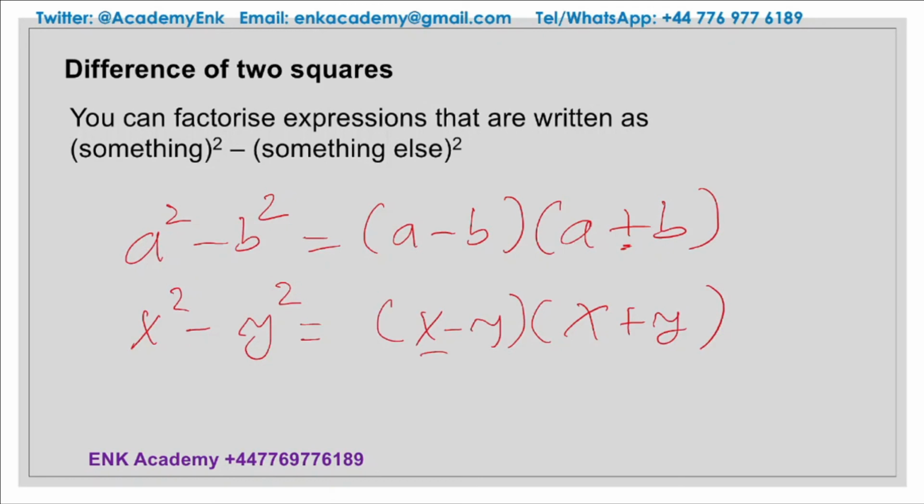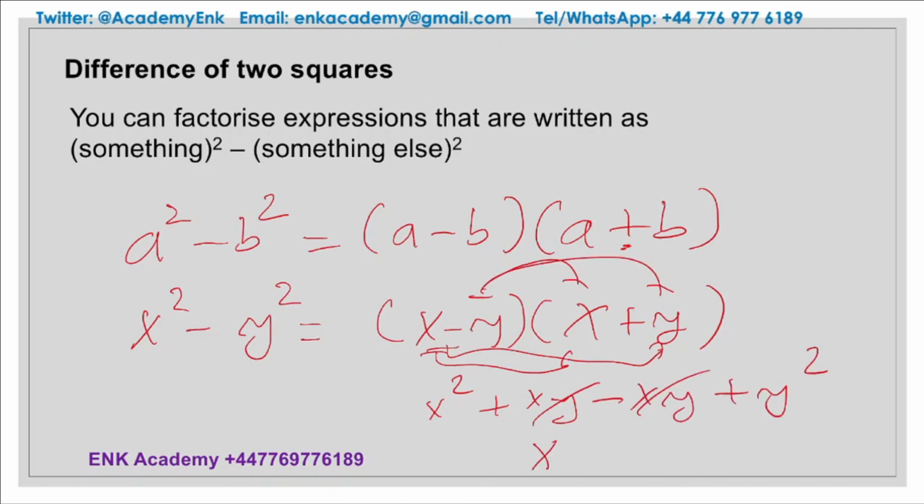If we multiply x by x, we have x squared. x by y, we have plus xy. y by x, we have minus xy. Minus y times y is minus y squared. And these cancel each other. And then we have x squared minus y squared, which is the original expression.